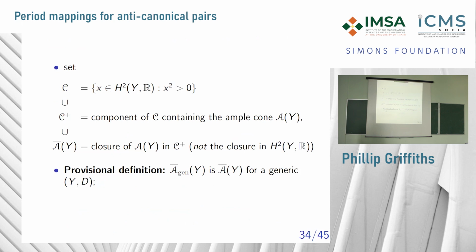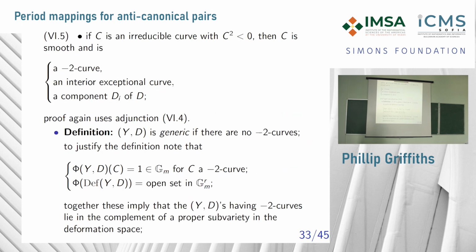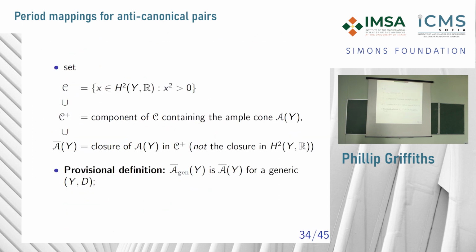So for the next step in the argument, we'll look at the elements in the second real cohomology whose square is positive. The ones whose self-intersection is negative are taken care of here. So we have to worry about those which have positive self-intersection. One component of this contains the ample cone. So you look at the closure of the ample cone in C+. It's not the same as the closure here.